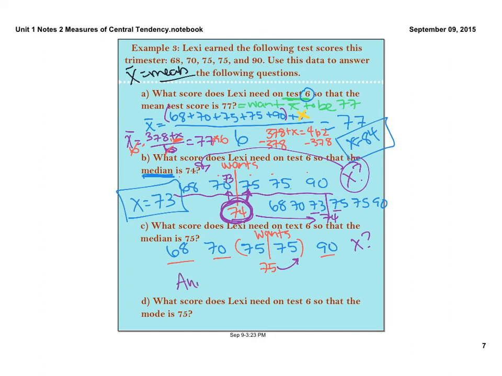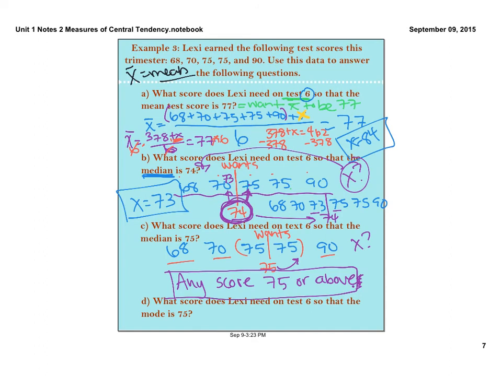So any score, and not even above, it could be 75. 75 or above will give her that median. Oops, no R there. 75 or above. Okay. All right, last part, and there's not a lot of space here, so I'll try to squeeze it in.